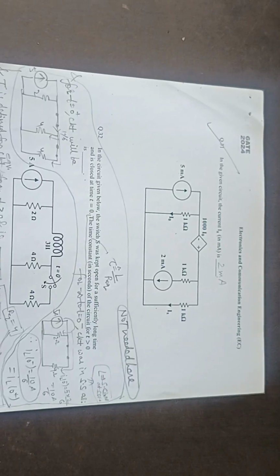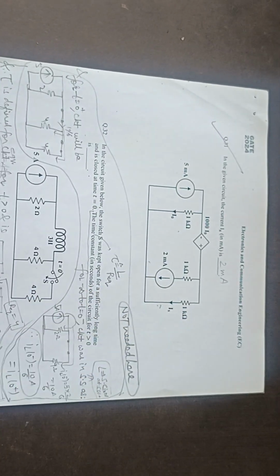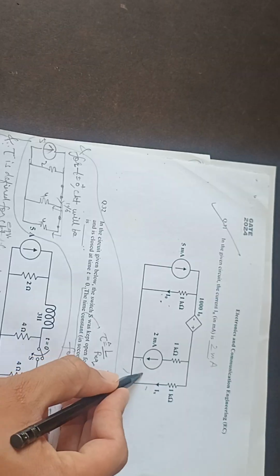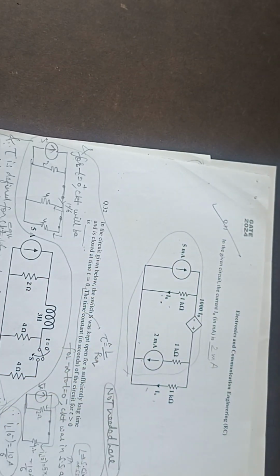So this is the third question. It is saying that we need to find this current Ix in this circuit. The first way of solving it is using the RTH and VTH method. So I will basically simplify this entire circuit and Thevenize it, so that this becomes easy.